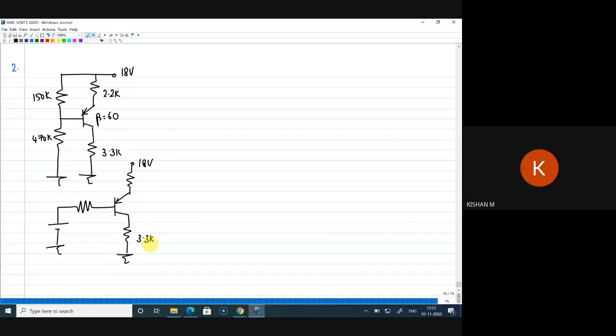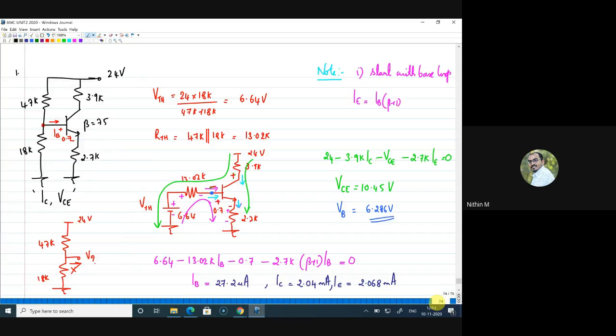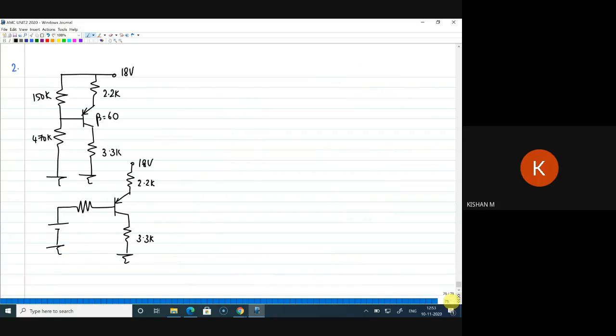Sorry. 18 into 470K divided by 150K plus 470K. Is that the VTH value? Yes, sir, one second. Kishan, look here. How did we find it? Yes, 13.64. Very good. Thank you, Kishan.